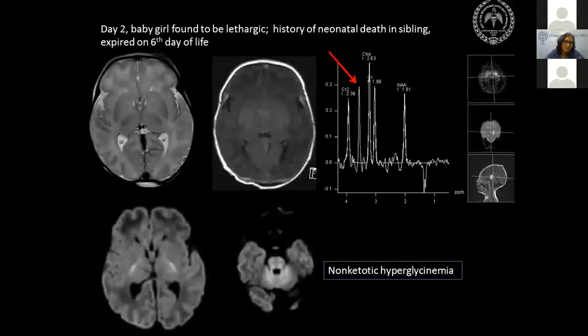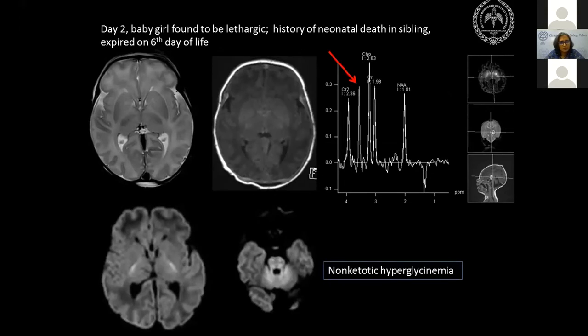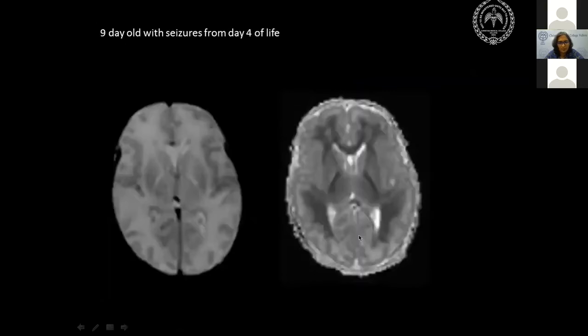So, next case, baby girl with a history of neonatal death in a sibling. Day 2 scan, encephalopathy, showing again areas of diffusion restriction in the PLIC, in the cerebellum, and in the brainstem. On MRS, there was a glycine peak at 3.56 ppm. That was a case of non-ketotic hyperglycinemia.